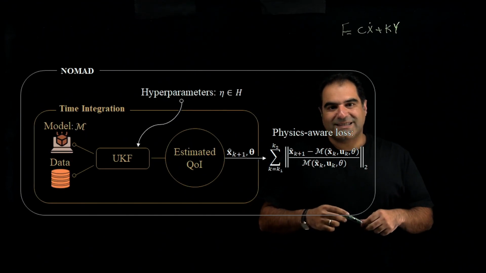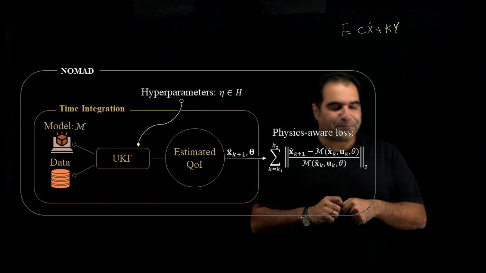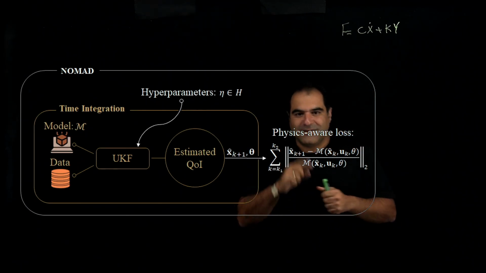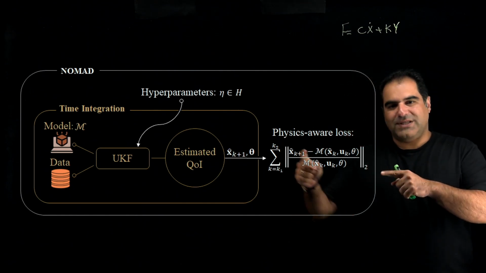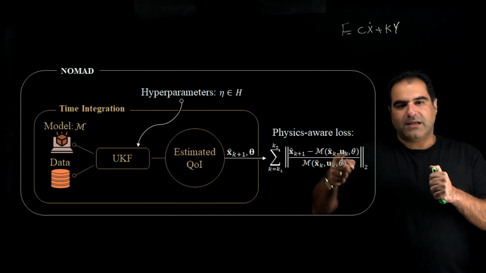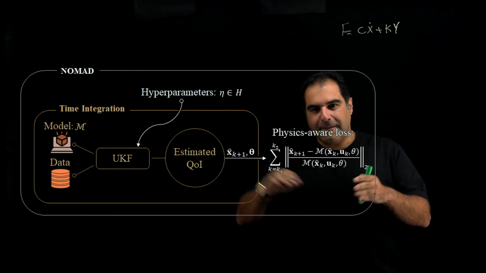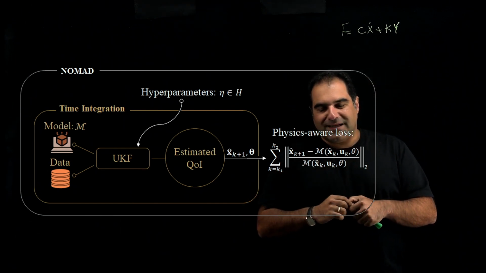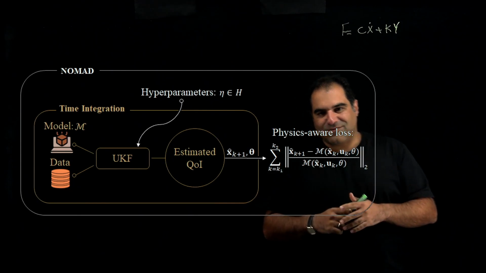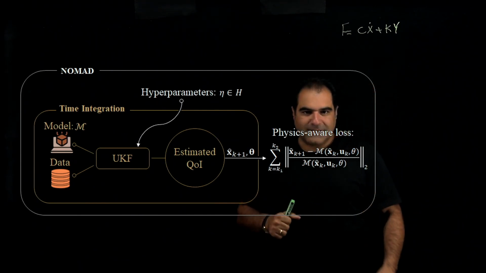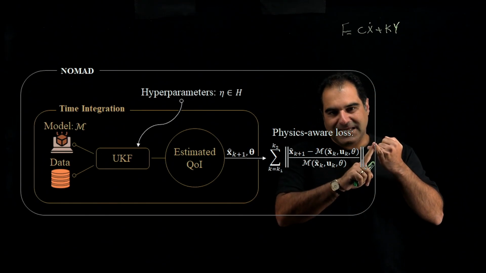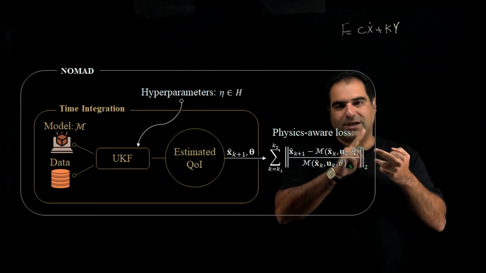Then that was the stage where we had to find the hyperparameters. For this study, we didn't go with the standard x hat k plus 1 minus model, the transition function. What we did, we divided the whole physics by the transition function. Why? Because we were interested to estimate the displacement, stiffness value, and damping value.